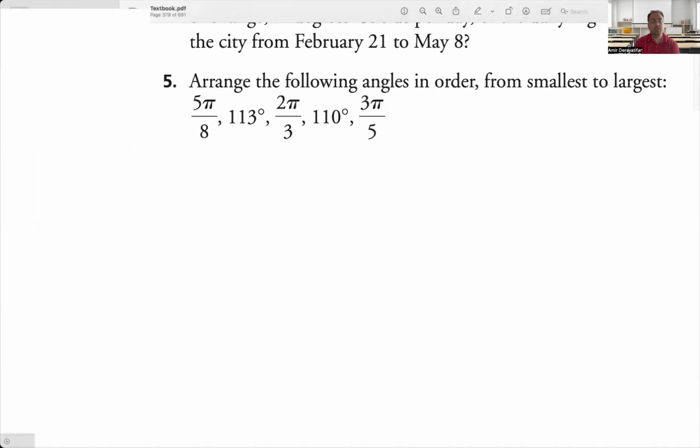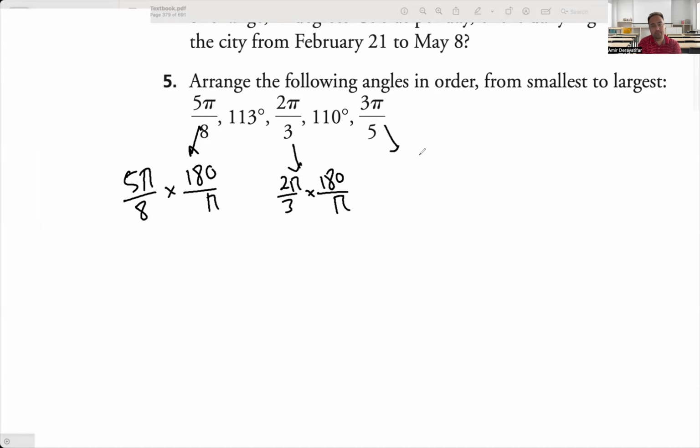Okay. So like I said, I'm going to convert the radian ones into degrees. How do you do that? Multiply by 180 divided by pi. Same thing with this one, 2 pi over 3 times 180 over pi. 3 pi over 5 times 180 over pi. And then we're going to have it in degrees. Pi's will cancel out.